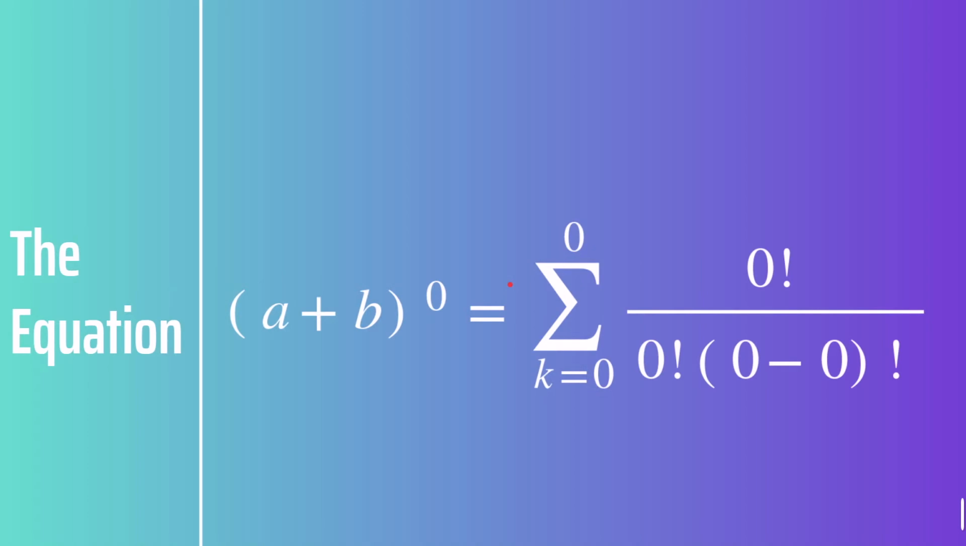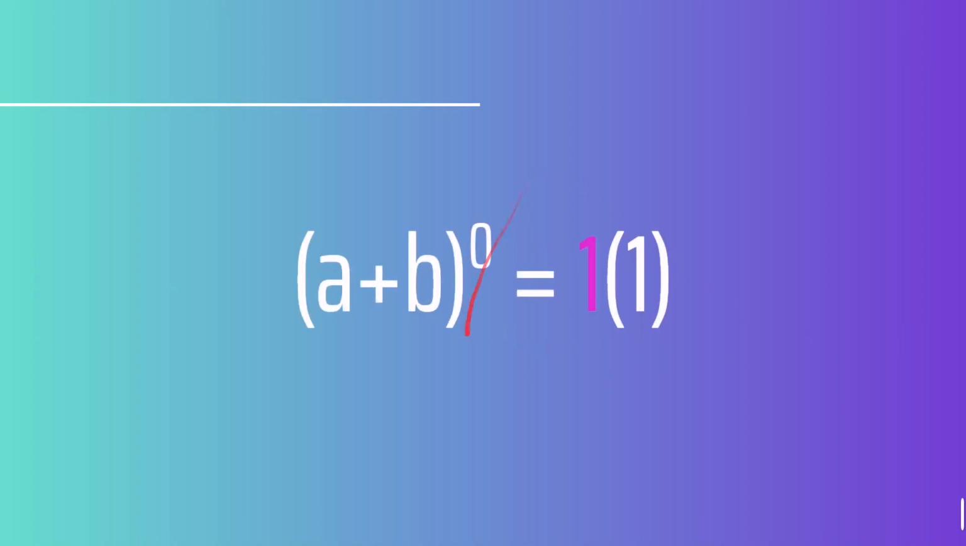So let's start by assigning n the value of 0, which means we're raising the binomial a plus b to the 0th power right here. Because k is equal to n in this case, the rule only runs once with these values, and so when we evaluate this, we get this one single coefficient right here.